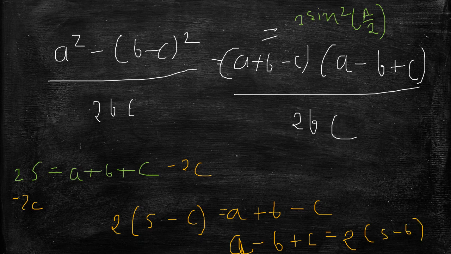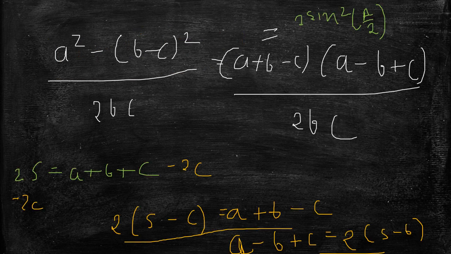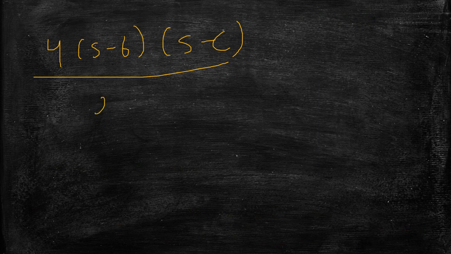I will substitute this value. Why am I doing this? To make the formula easy to learn. I can learn it in this way also, but I want to make it easy to learn, so that is why I am doing this whole thing. So a + b − c is 2(s − c), and a − b + c is 2(s − b). Substituting the values, I get 2 into 2, which is 4, into (s − b)(s − c), and on the denominator I have 2bc.